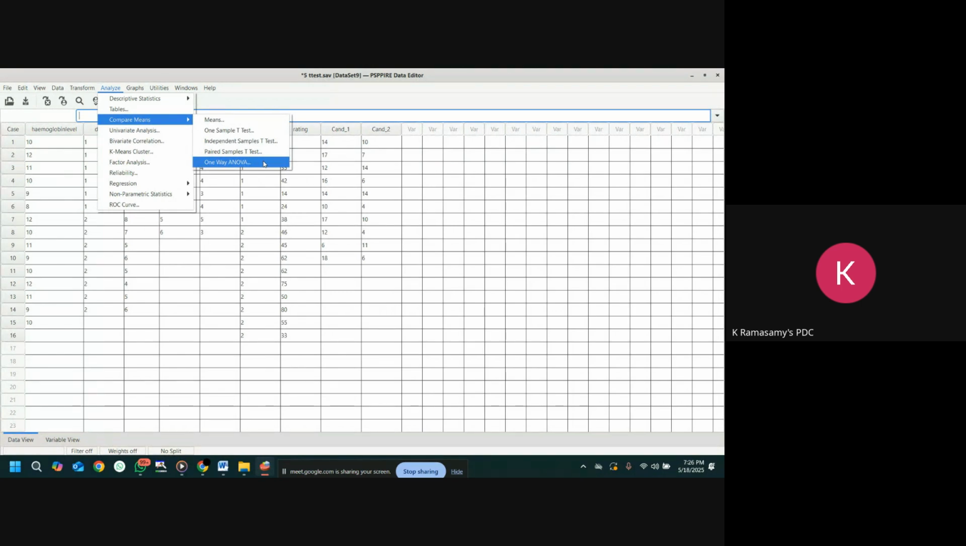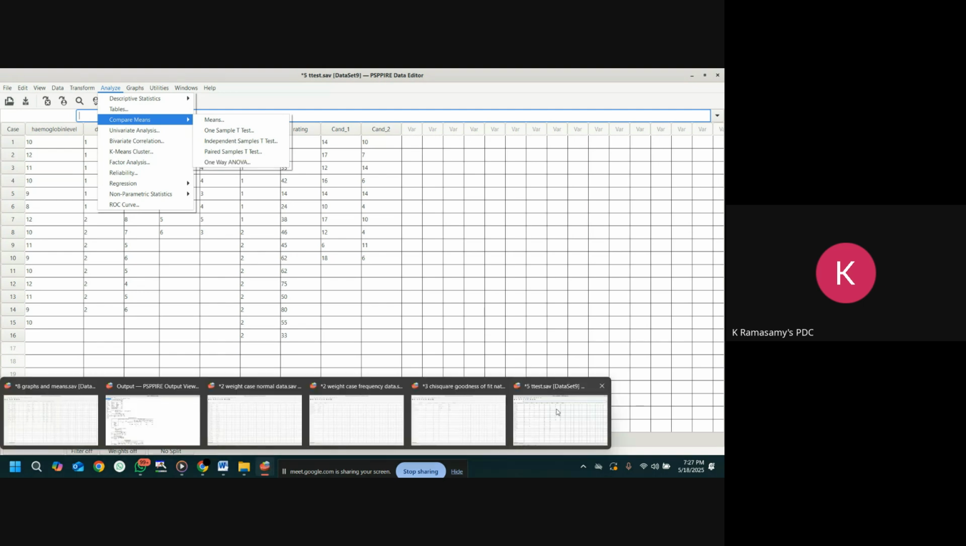What are the conditions, the assumptions? Same assumptions. The dependent variable should be numerical in nature, and the data should be normally distributed. Equal variance is to be assumed. Then you can go for one-way ANOVA. Is it fine? Yes. Let me see the table.